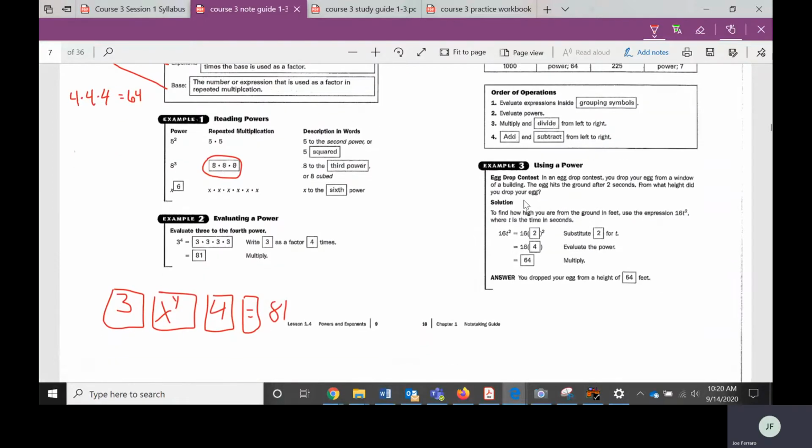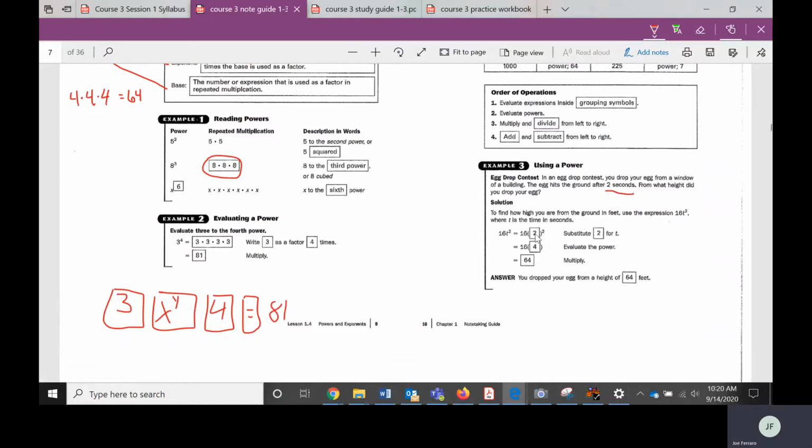So if we have here, it says an egg drop contest. You drop an egg from a window of a building. The egg hits the ground after 2 seconds. From what height did you drop your egg? Okay, so they'd have to give you the formula for this. I wouldn't expect you to know this, okay? But it says to find how high you are from the ground in feet, use the expression 16t squared, where t is the time in seconds. It dropped for 2 seconds, so we're going to put 2 in for t.